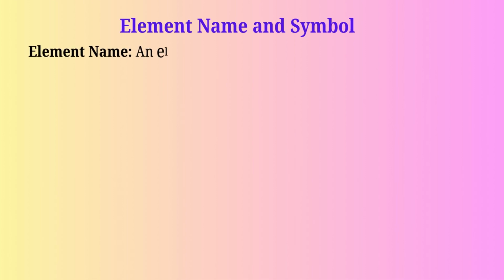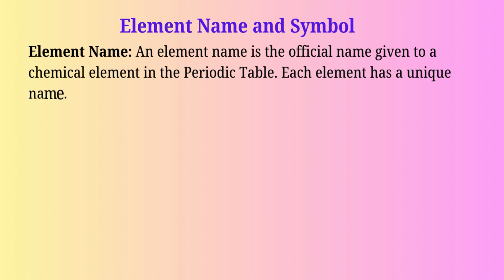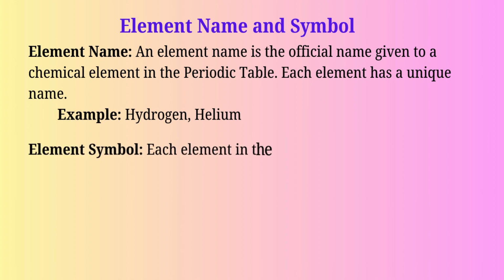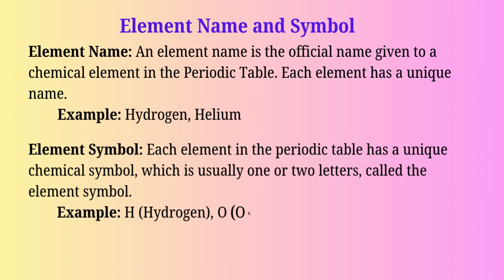Let's understand some key terms in the periodic table. The first is element name and symbol. An element name is the official name given to a chemical element in the periodic table. Each element has a unique name. For example, hydrogen and helium. Each element in the periodic table has a unique chemical symbol, which is usually 1 or 2 letters, called the element symbol. For example, hydrogen and oxygen have the element symbols H and O.